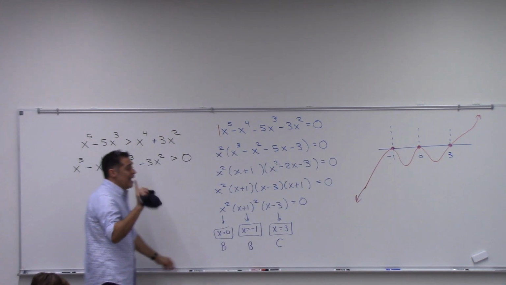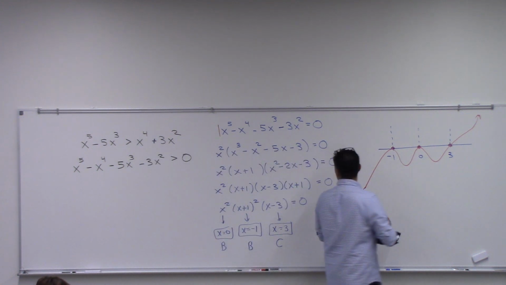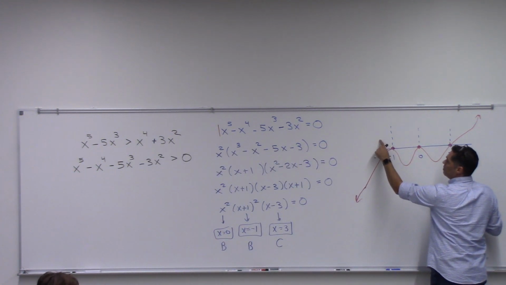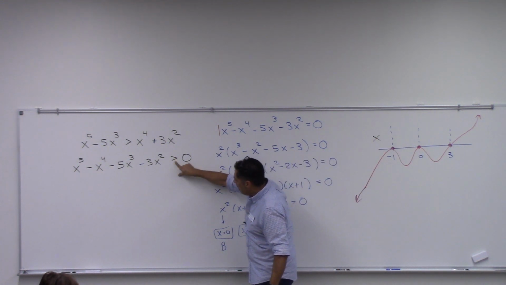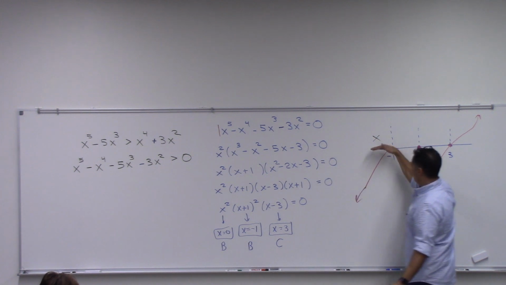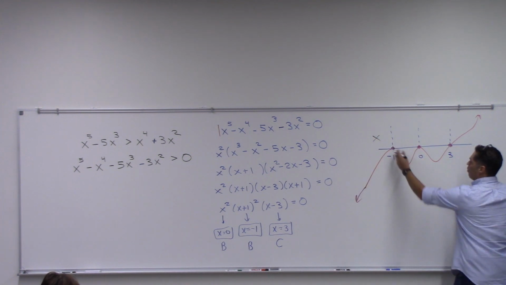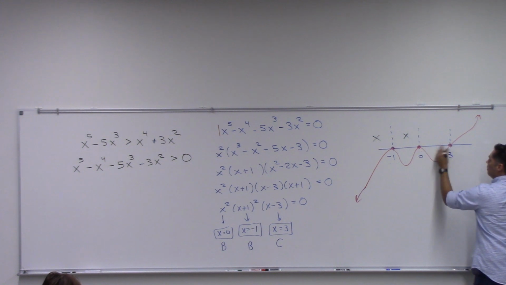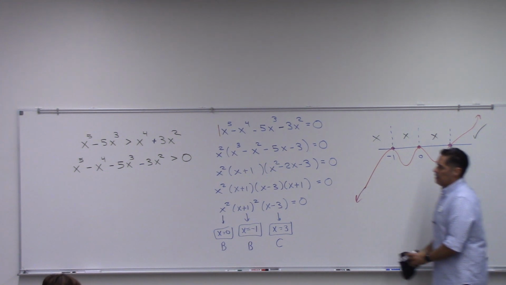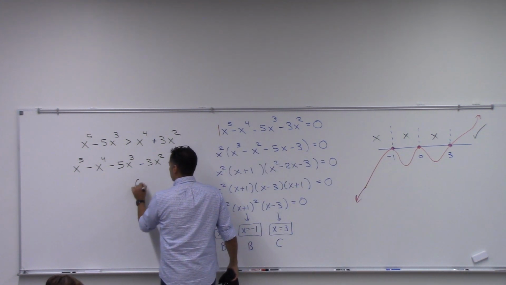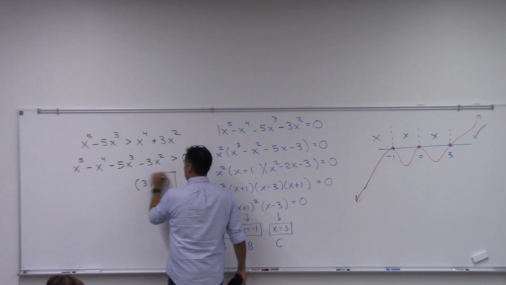So that means if you had done the test points, would this have worked? No, because we're trying to figure out where this thing is what? Greater than 0, right? And this over here, the graph is below. Would it have worked here? No. Here? No. Here? Yes. So only to the right of 3. Do we include 3? No. So my answer would be parentheses 3 to infinity, done.